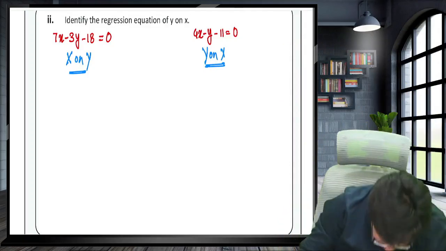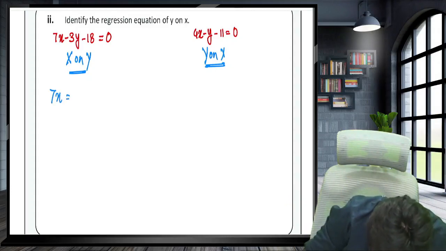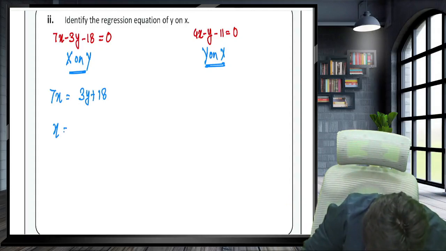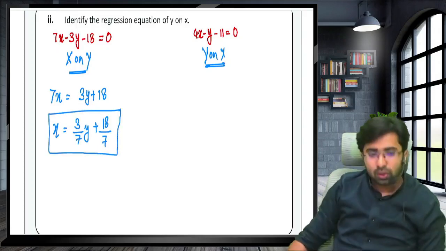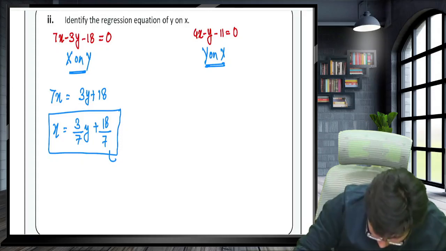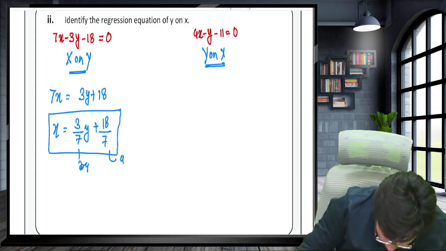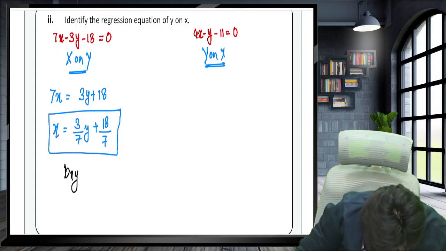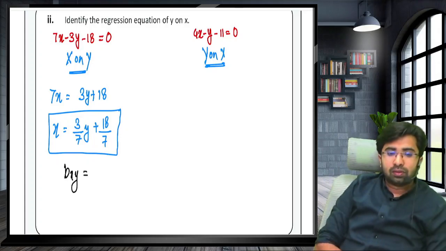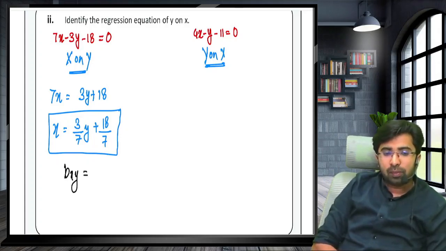Let's do that. 7x is equal to 3y plus 18. So guys, x is equal to 3 by 7 y plus 18 upon 7. Guys, can you see this is x on y? This is x on y. x is equal to a plus by. Guys, from here, can you tell me what is b x on y? Say yes or no. What is b x on y?